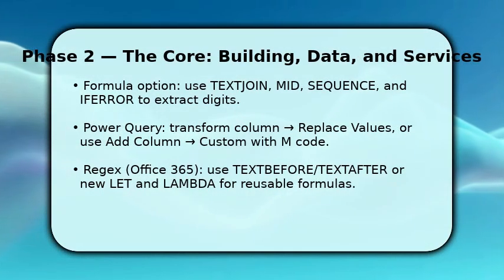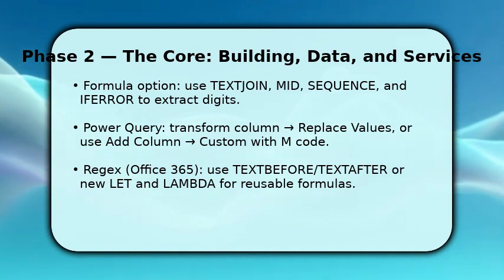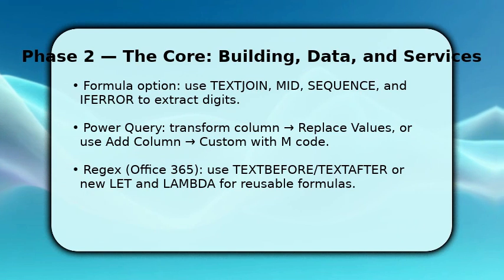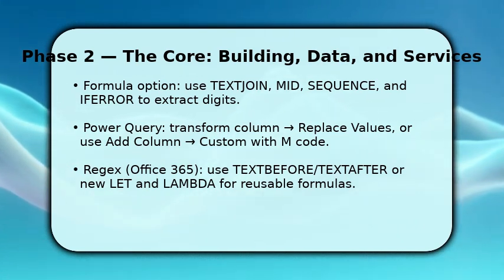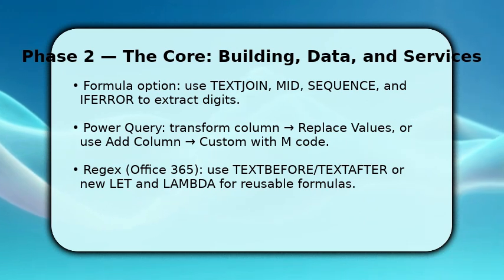Start with formulas if you prefer in-cell results. For example, combine SEQUENCE and MID inside TEXTJOIN to pull only numeric characters, wrapping IFERROR to skip blanks. Once done, drag or copy the formula down.